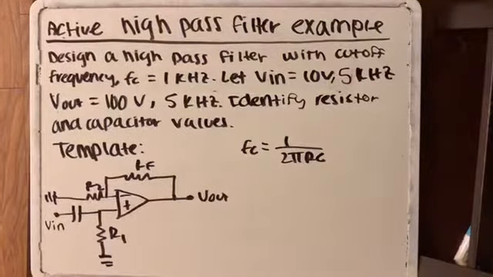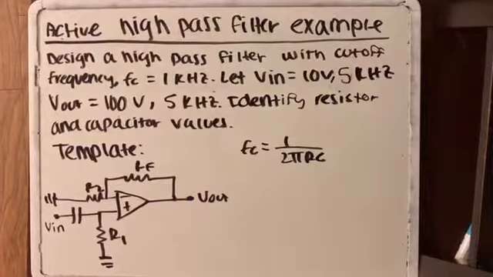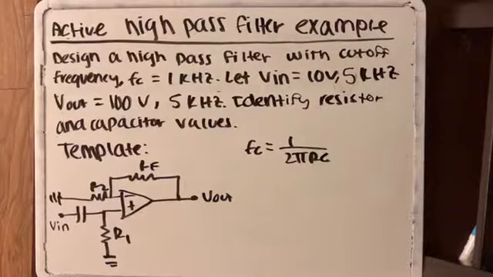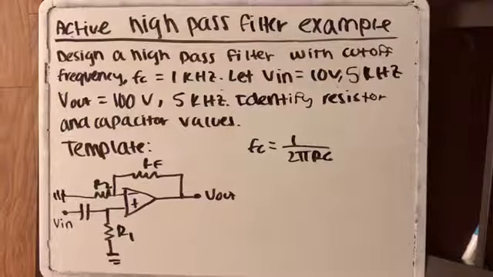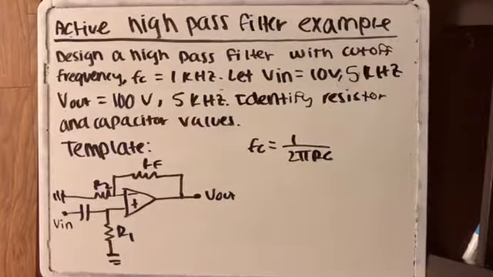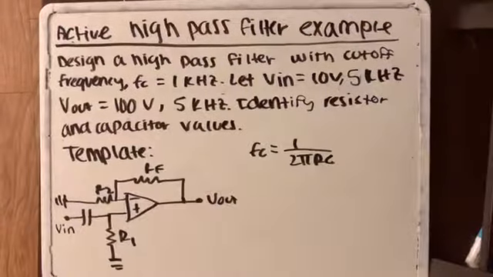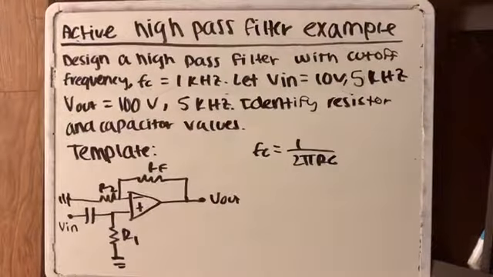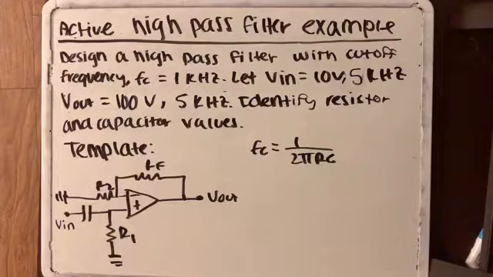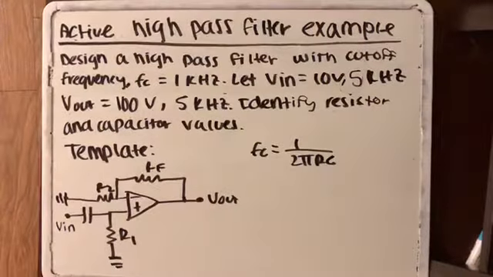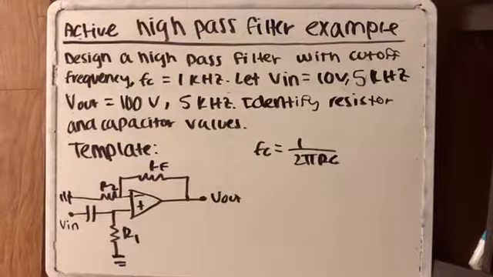Next, we're going to be doing an example of designing an active high-pass filter, and the question is to design a high-pass filter with cutoff frequency FC equals 1 kilohertz, let V in equal 10 volts with a frequency of 5 kilohertz, and V out equal 100 volts with a frequency of 5 kilohertz, and to identify all the resistor and capacitor values.